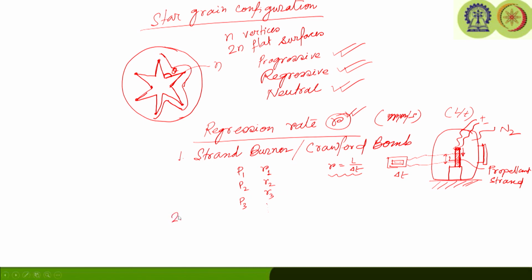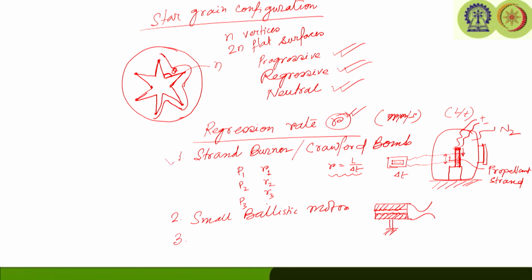The other method is like a small ballistic motor, where we can use a static rocket. Static rocket means we do not allow it to go away; it is held, and we allow it to burn. So it will regress, and from there we can calculate the regression rate.